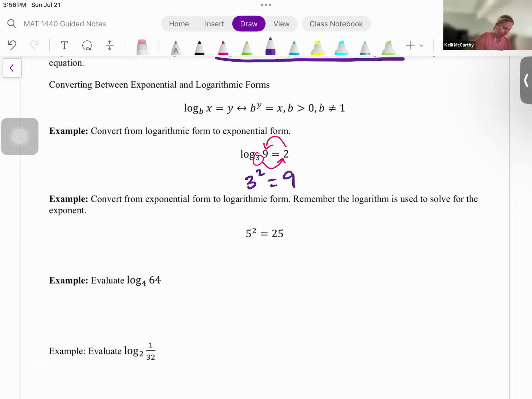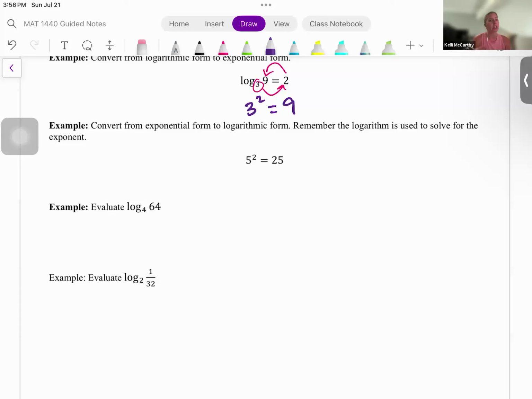Converting from exponential form to logarithmic form is a little bit trickier. I always start with the knowledge that a logarithm isolates the exponent. So it's going to be 2 equals. The base of my exponential is the base of my logarithm, so this is a log base 5. And then the argument is what the exponential was originally equal to, or whatever's left, right? Process of elimination there. So 5 squared equals 25 is equivalent to 2 equals log base 5 of 25.